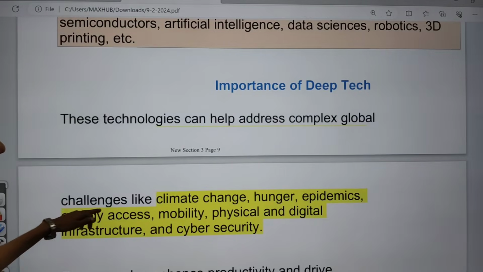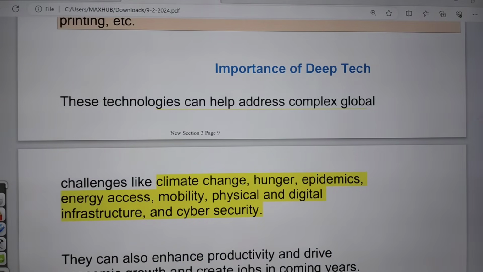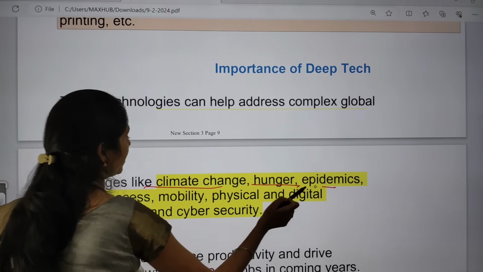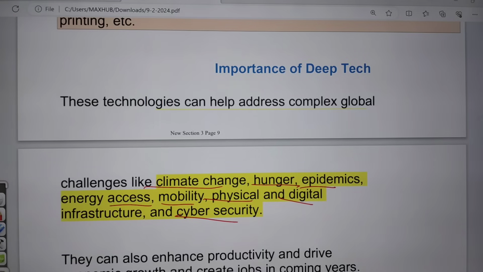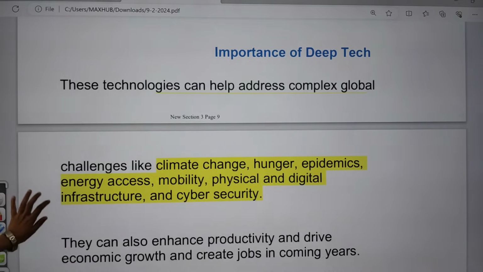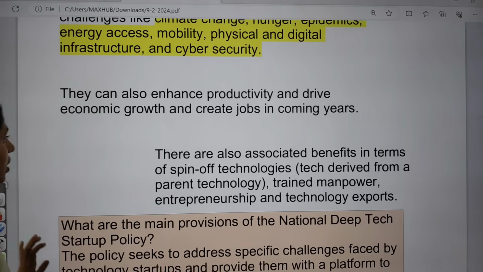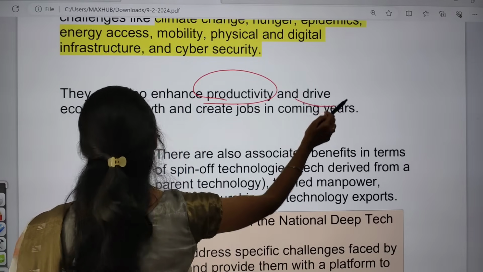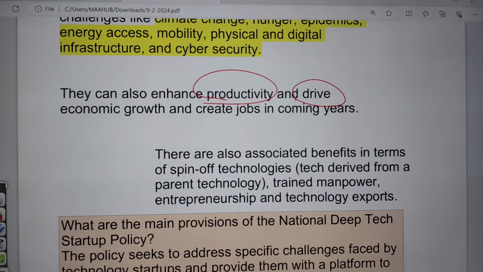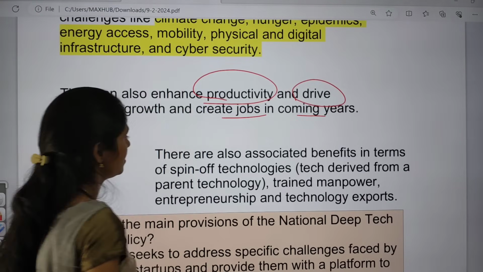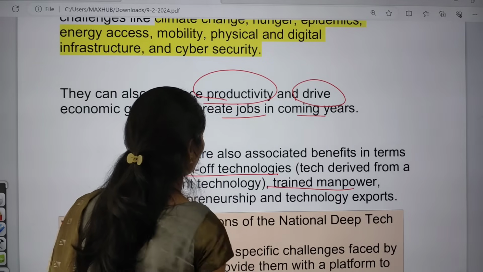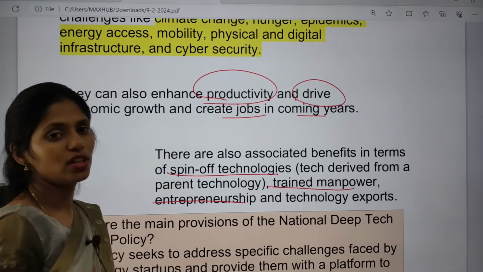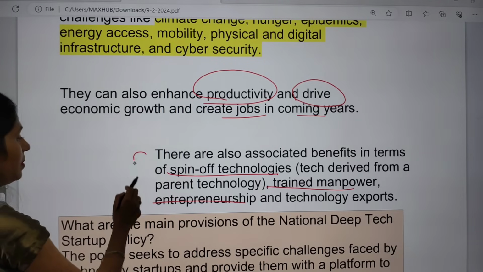So if we are talking about the importance of deep technology, these technologies will be helpful to address complex issues like climate change, hunger, epidemics, digital infrastructure, cyber security, physical mobility as well as energy access. So all these things will be important. They can also enhance productivity as well as drive economic growth, and that will be helpful for creation of jobs in many years. And there are also other benefits like spin-off technology, and we will have trained manpower, entrepreneurs as well as technological experts. So all these will be present.